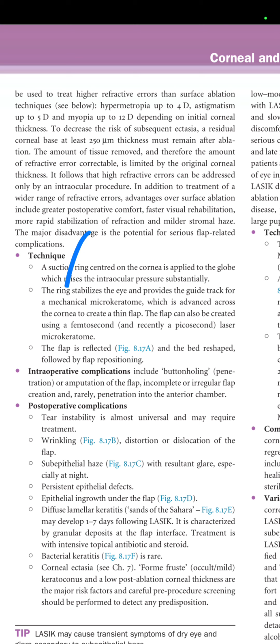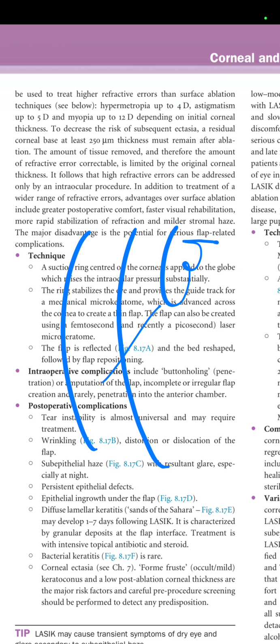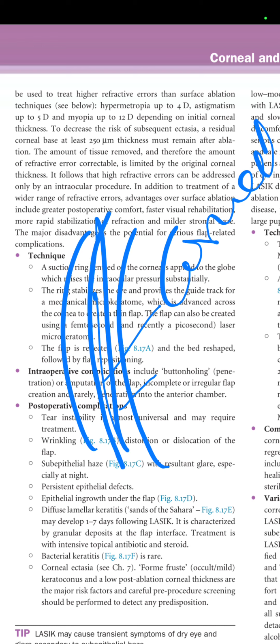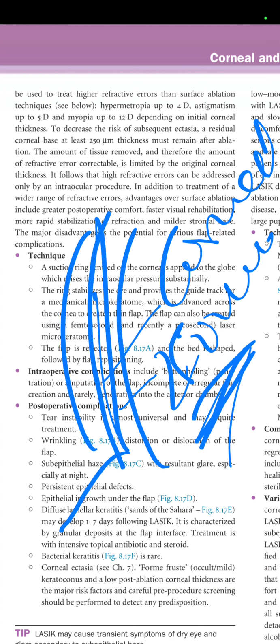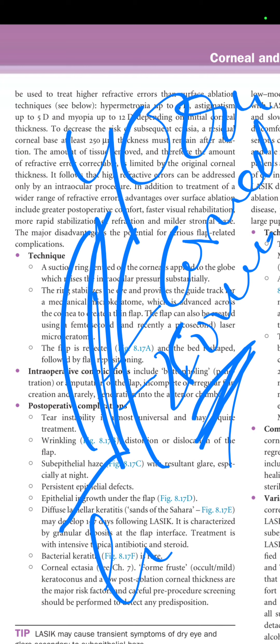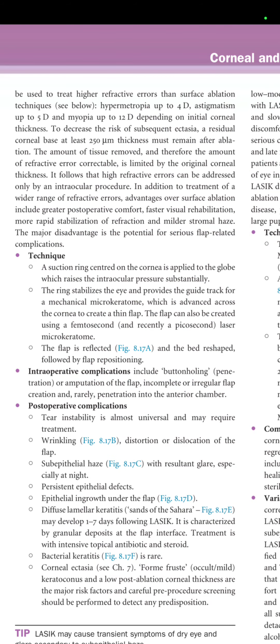So the corneal thickness is very important in this case. For example, after the ablation, the corneal thickness must be at least 250 micrometers. And before the corneal refractive surgery, greater than 400 micrometers is required, so we can carry out the procedure. So it means if the cornea is very thin, then you cannot perform this surgery. You have to go for the intraocular procedures.